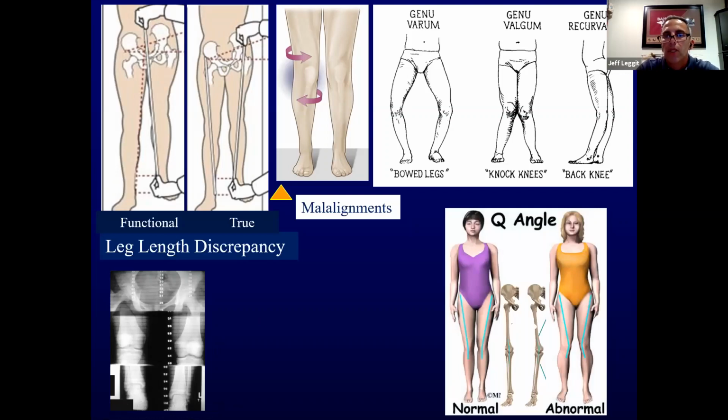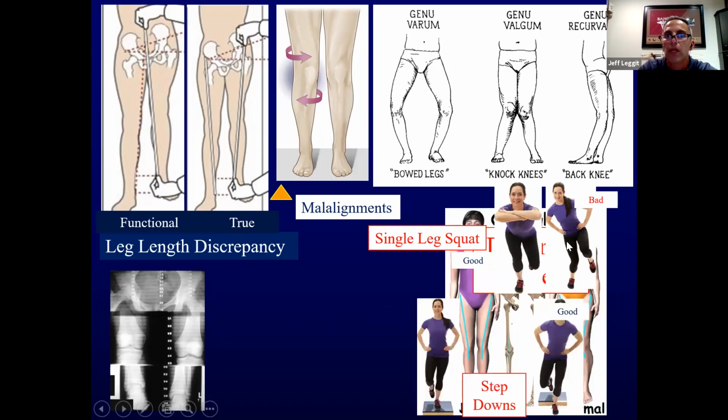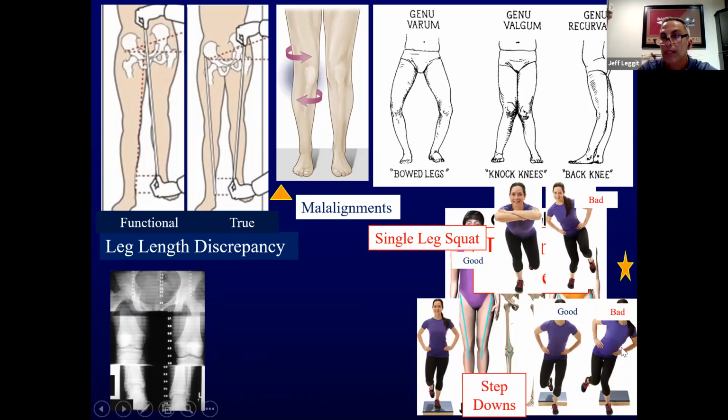In the old days, we used to talk about the Q angle, but it turns out a dynamic exam is really better. One of the things you should be doing in your office is a single leg squat. This is an example of a good single leg squat, and this is an example of a bad single leg squat. These are all the things you're going to need to correct to help this person with their knee pain. Or a step down, where she steps down here and she's able to maintain good alignment. This would be an example of bad alignment, so we need to find out what that's from. Is that from muscle weakness or some malalignment? This is something we'd want to correct.